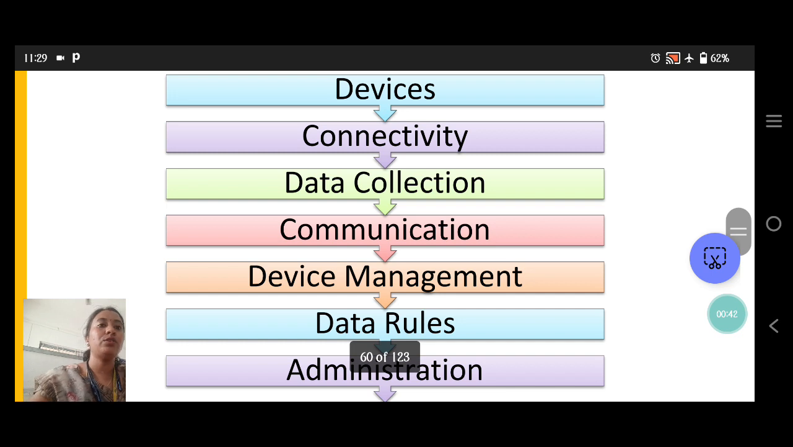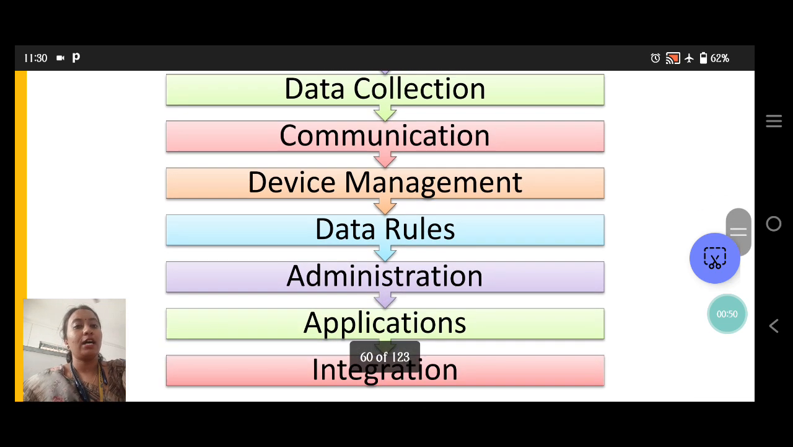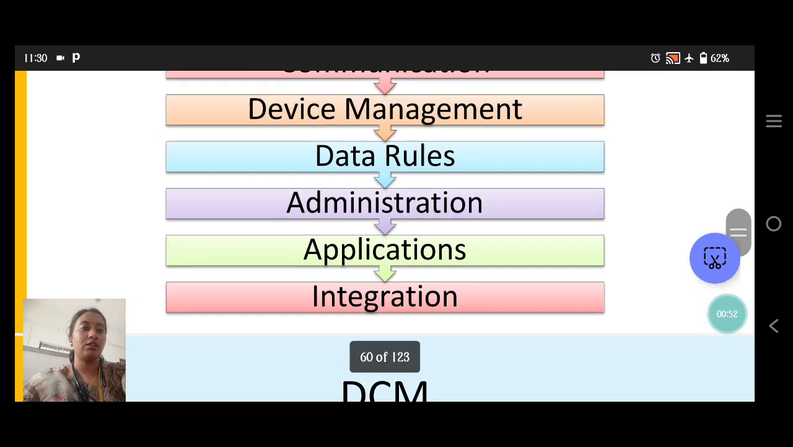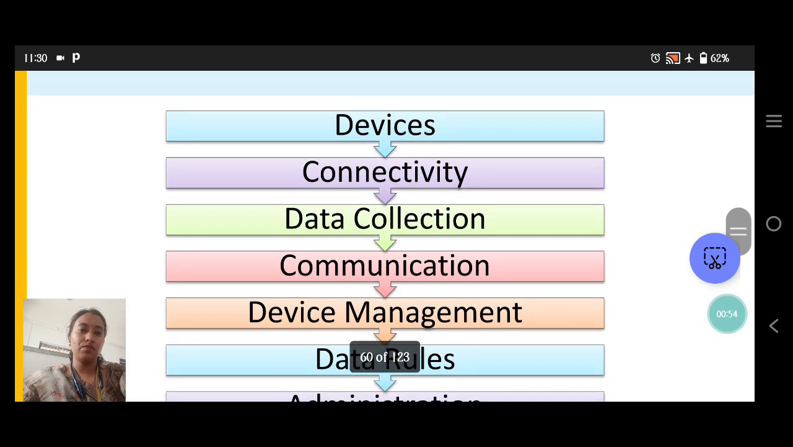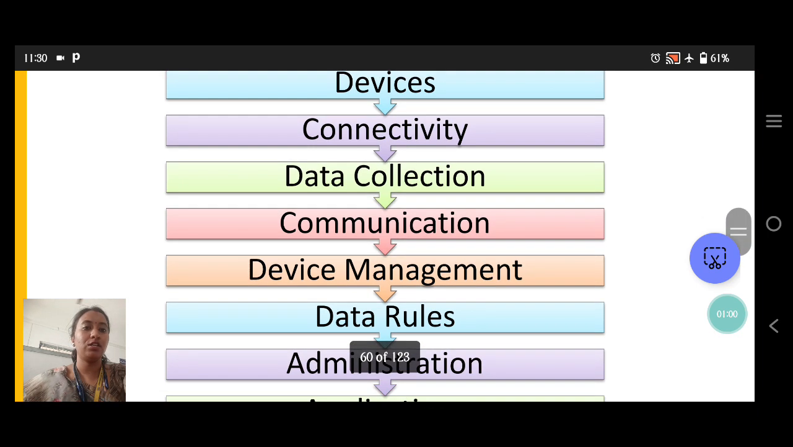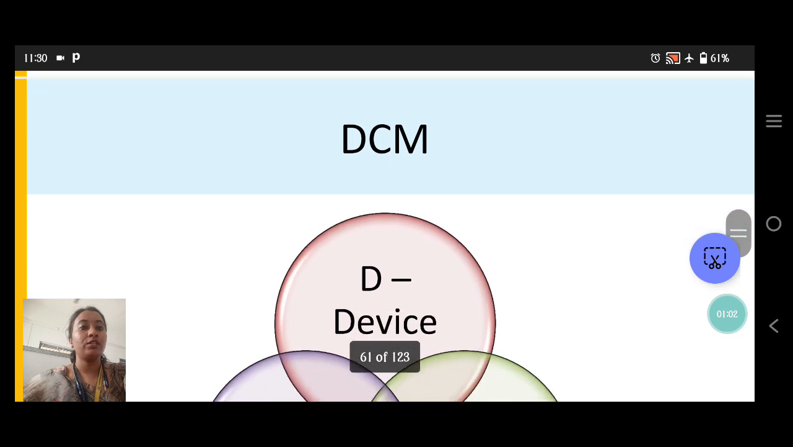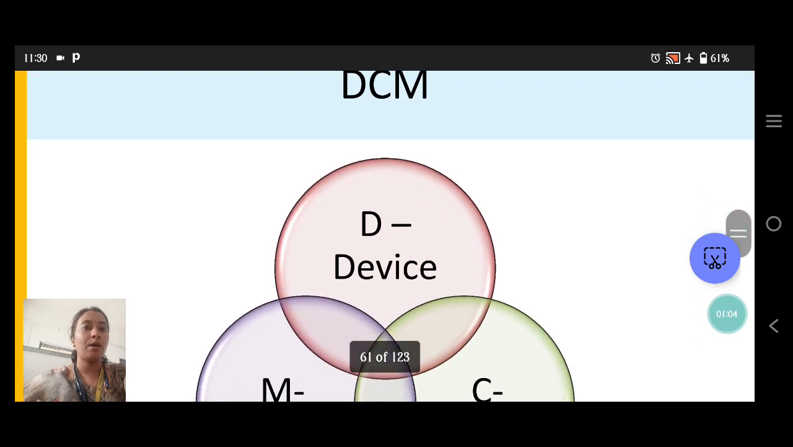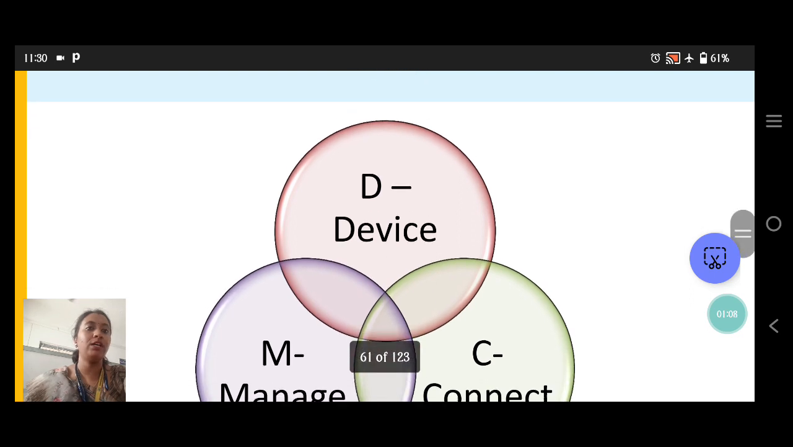First, coming to the devices. First is the devices. Next is the connectivity, data collection, communication, device management, data roles, administration, application, and integration. In the previous session, we have gone through the devices, connectivity, data collection, communication, device management, and the data roles. As we have seen, apart from the four pillars of IoT, DCM is also very important.